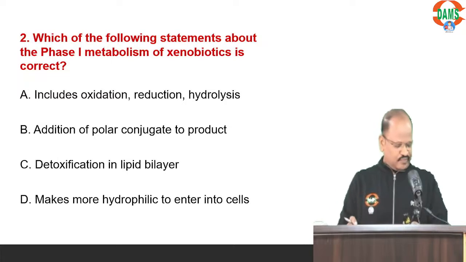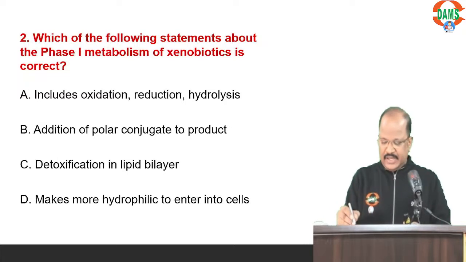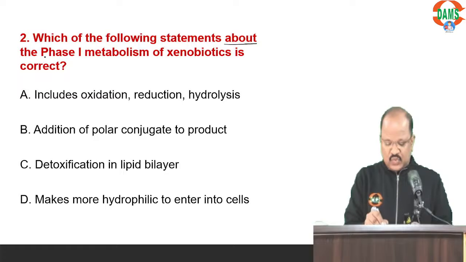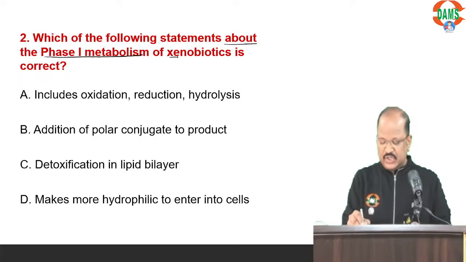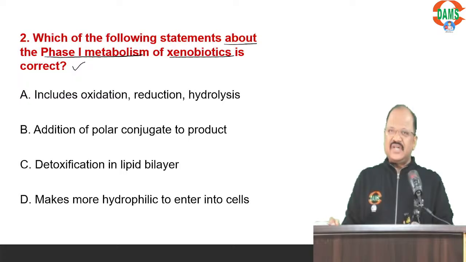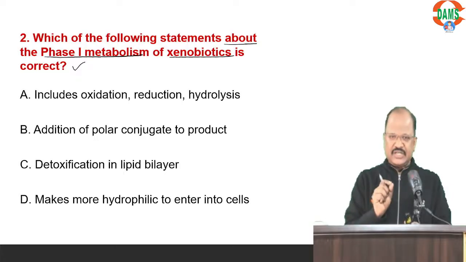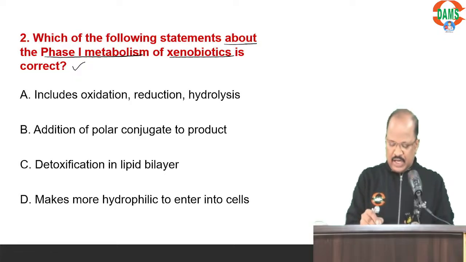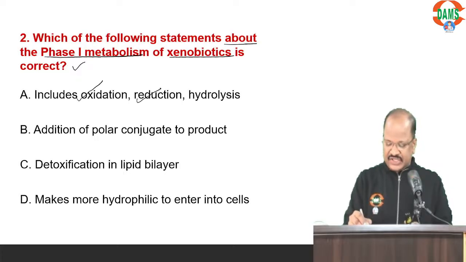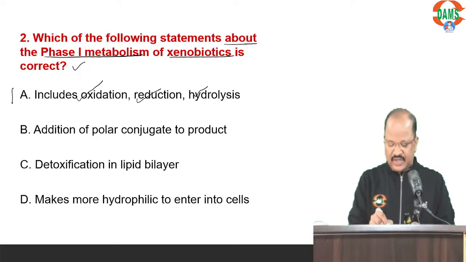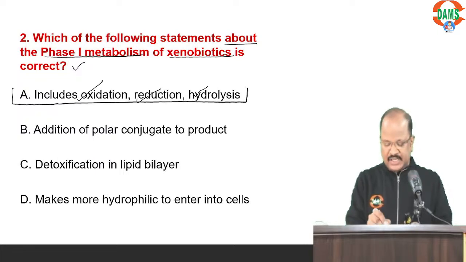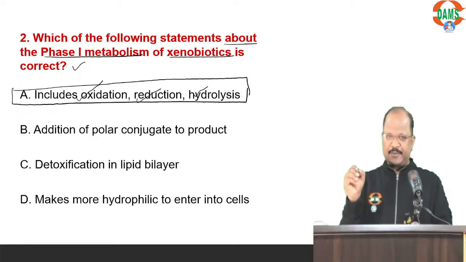Question number two. Which of the following statements about phase 1 metabolism of xenobiotics is correct? It's a very straight question. When I say phase 1 drug reaction or metabolism, it includes oxidation, reduction, hydrolysis, cyclization, and decyclization. So the answer for the question is option A. It is a single response question.